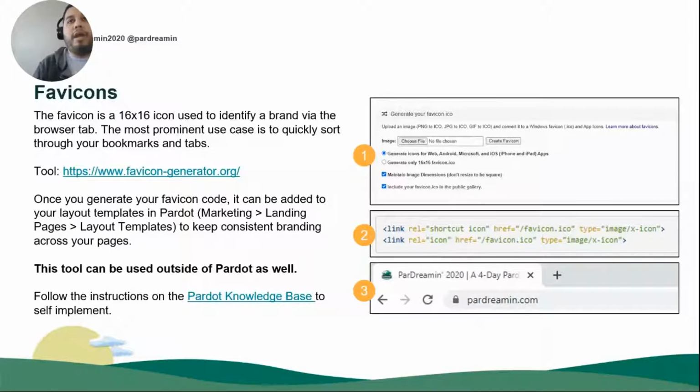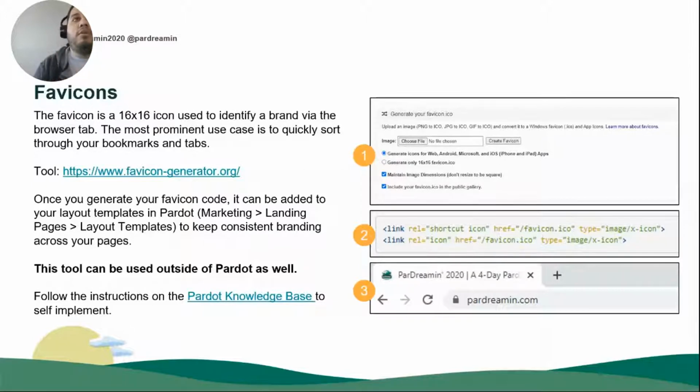And so on your website, if you go now, you'll see something very similar to number 3 here. If you go to the ParDreamin.com website, you'll see that their tabs not only display the logo, but it also has a brief description. This is very similar to probably what you have on your website. But if you go to look at your Pardot landing pages, you may not see this. And it's probably because you're missing this one little piece of code.